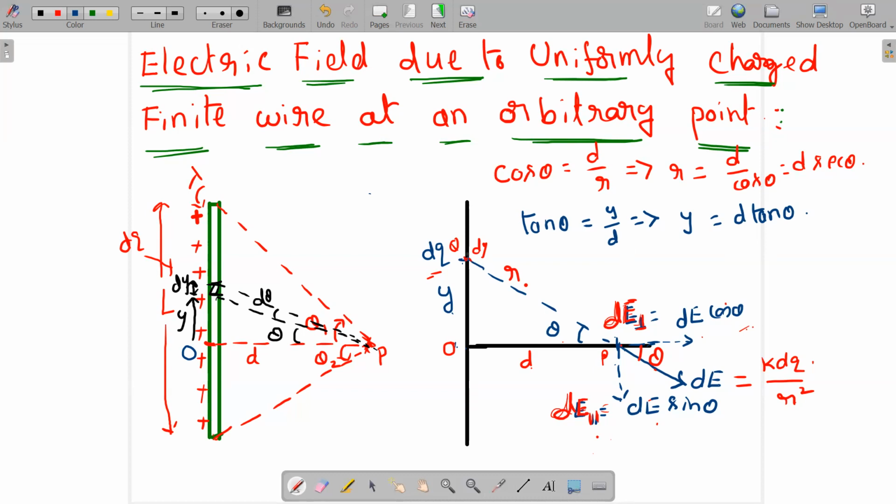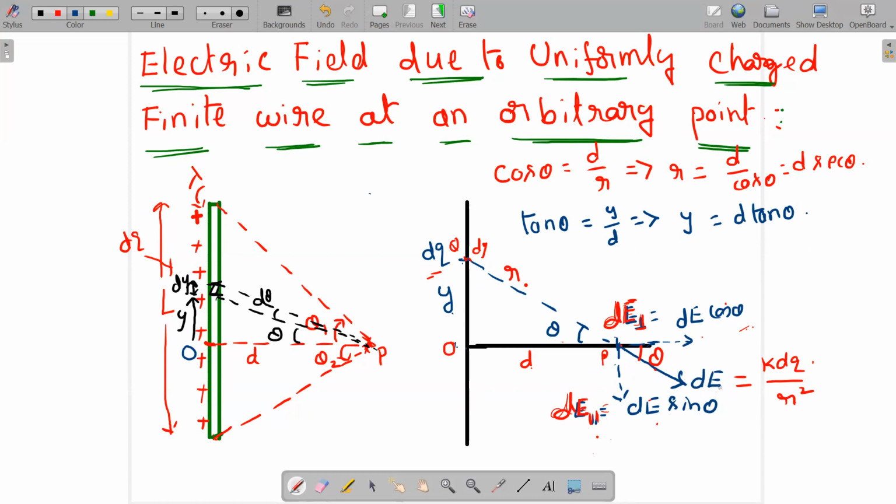Due to this small element dy, let us say the electric field here is dE. Electric field due to any charge Q is kQ by r square, we know. So due to small element dy, having small charge dq, it is k dq by r square. If you know dq and r, then by integrating that, you will find the total field.